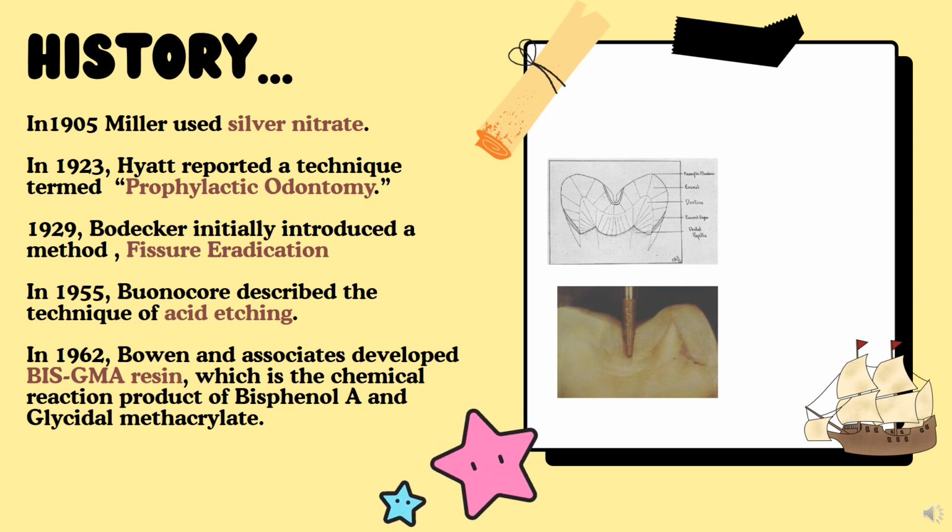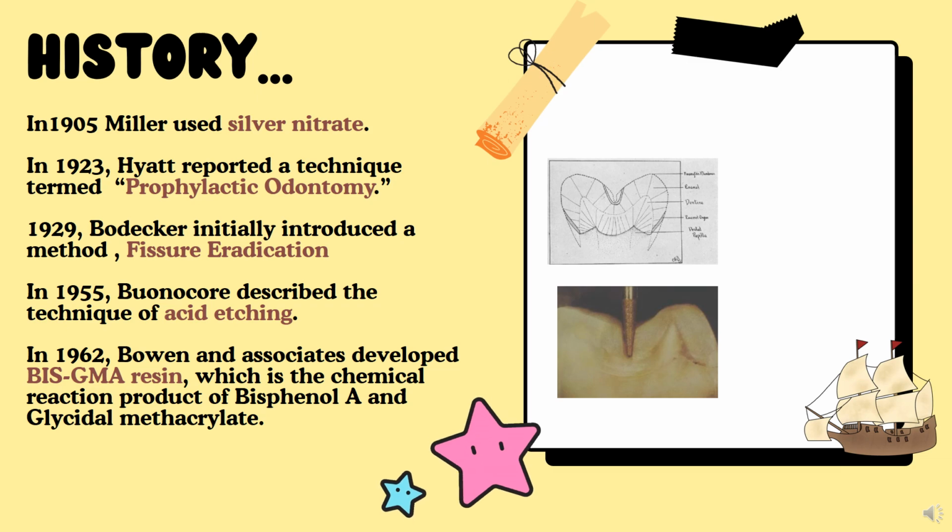Now next is the history of sealants. In 1905, Miller used silver nitrate. So the evolution of pit and fissure sealant was from Miller in 1905, which used silver nitrate. And in 1923, it was Hyatt, prophylactic odontomy. 1929, Bodecker gave fissure eradication. 1955, Buonocore gave acid etching. So in 1962, it was bis-GMA resin, which was given by Bowen and associates.